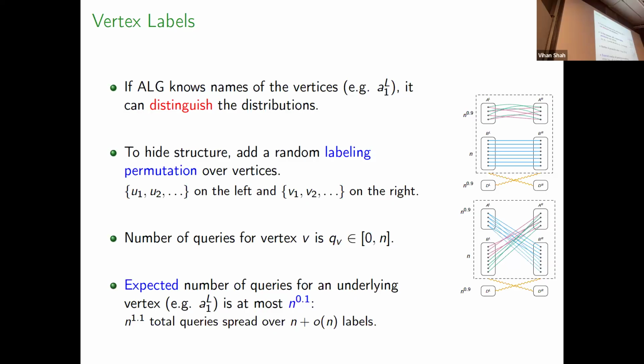Does this make sense? And so for the calculations, it's okay to think of just making n to the 0.1 queries on an underlying vertex, like A1 or B1, for example.